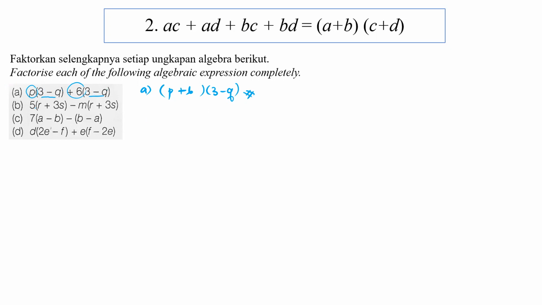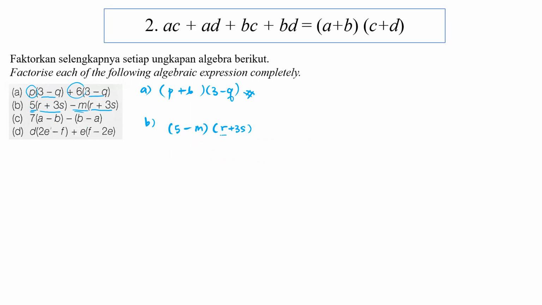As for B, we have R plus 3S, R plus 3S. This is the common factor, so let's factorize that out. Put R plus 3S at the back. You may ask, can I put it in front? Well, you can, no issue. After I have taken out R plus 3S, the first term is left with 5, so bracket 5. The second term is left with minus M. That's it.